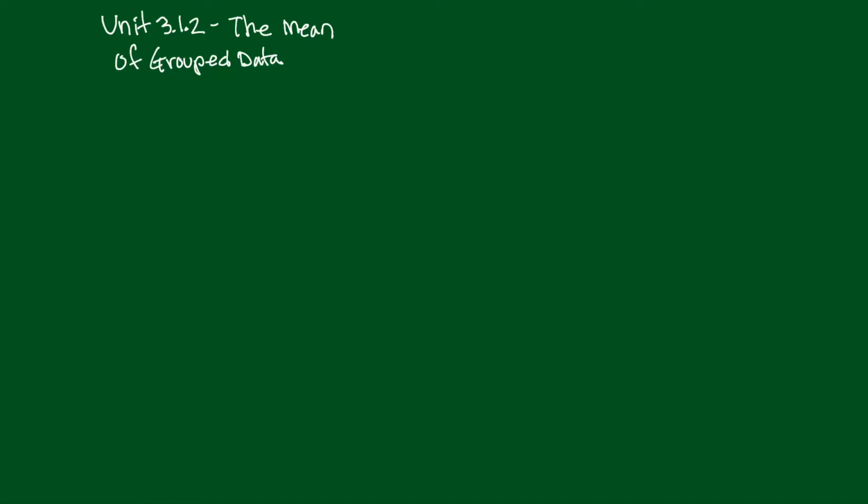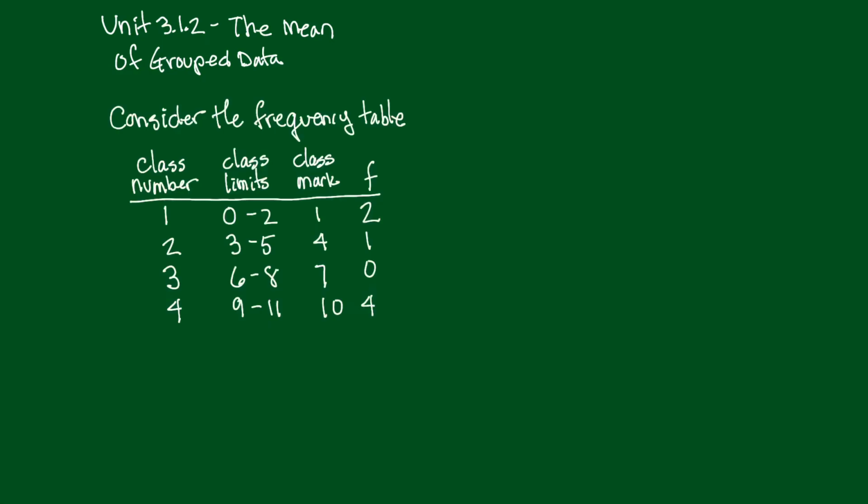Now in this section, 3.1.2, we're going to talk about finding the mean of grouped data. In the last section, 3.1.1, we found the mean when the data was given individually. But now, suppose that the data is given in a frequency table. So just consider this frequency table here.